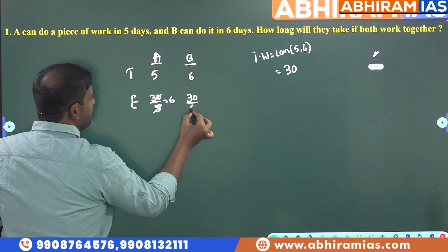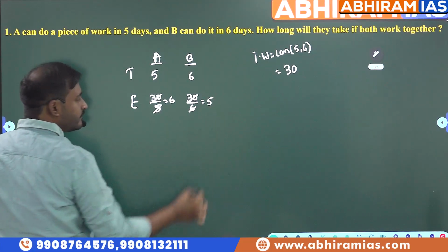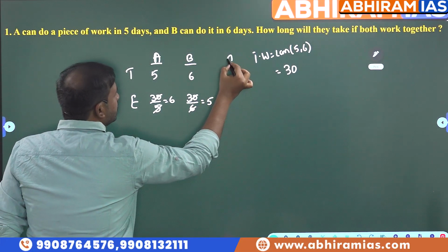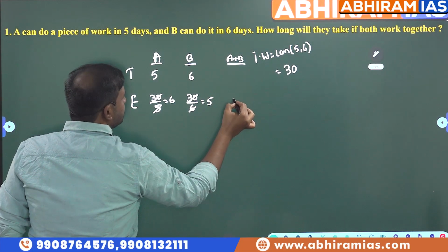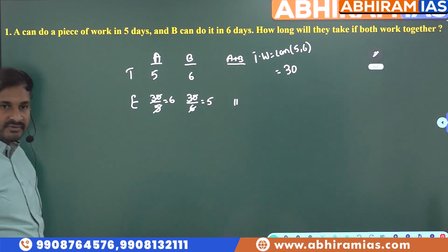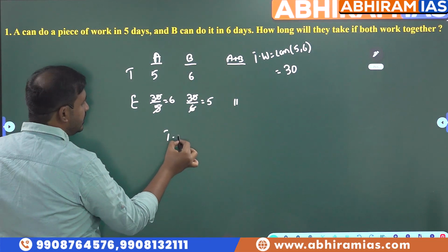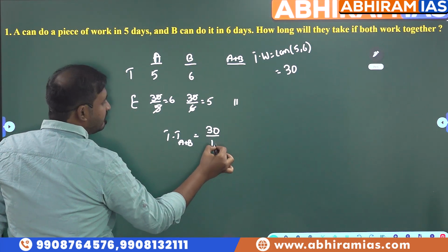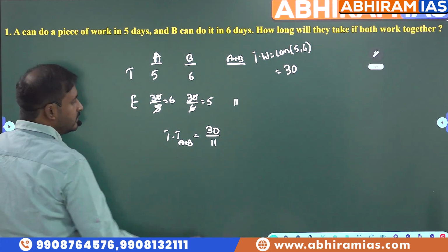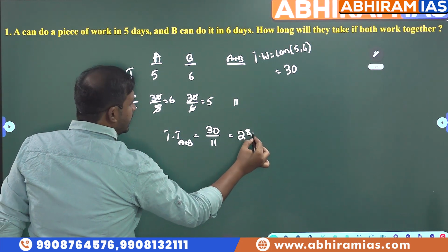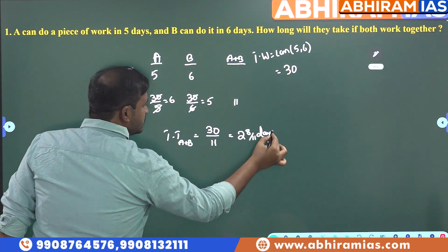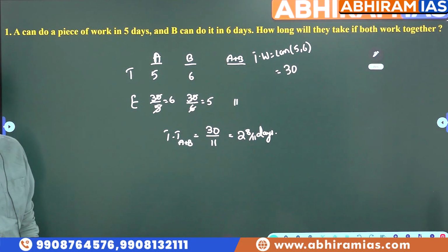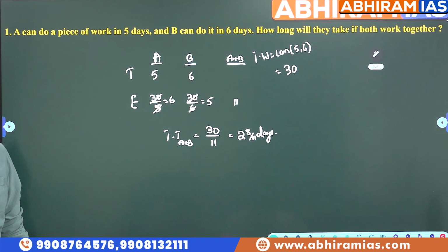30 by 6. What is its efficiency? 5. Now they are working together. So A plus B combined efficiency will become 6 plus 5, 11. Now time taken by A and B will become what? Total work, that is 30, and their combined efficiency is 11. So it will take 2 and 8 by 11 days. A and B together take 2 and 8 by 11 days to finish the job.